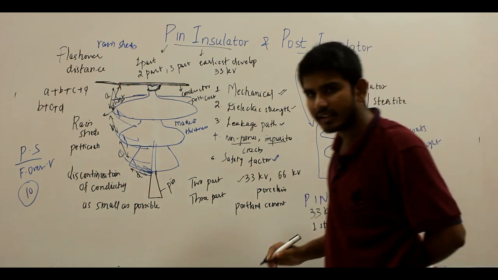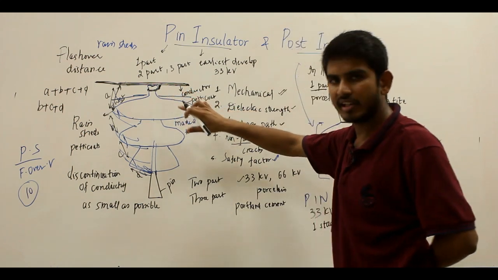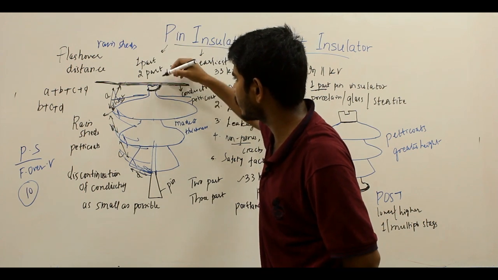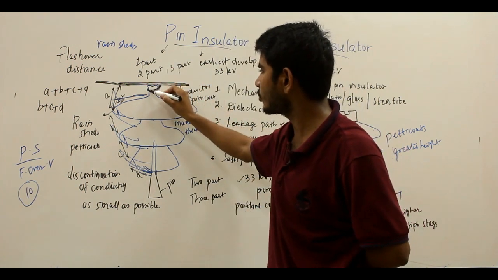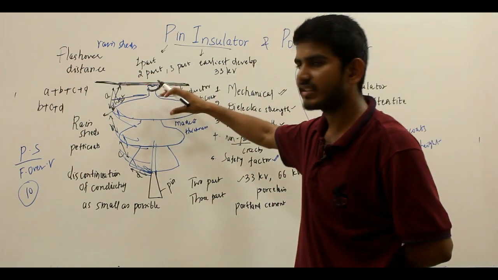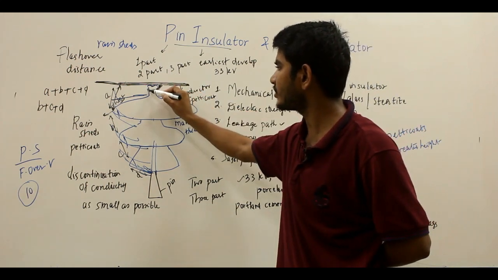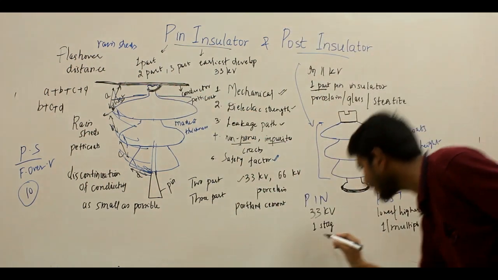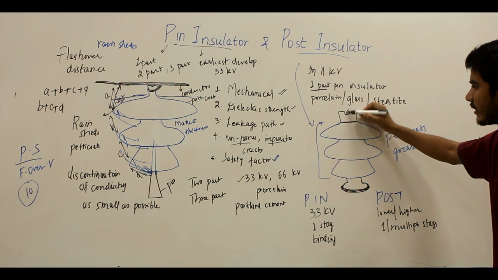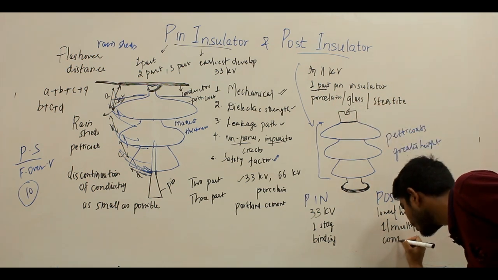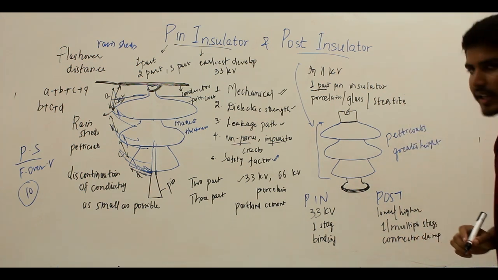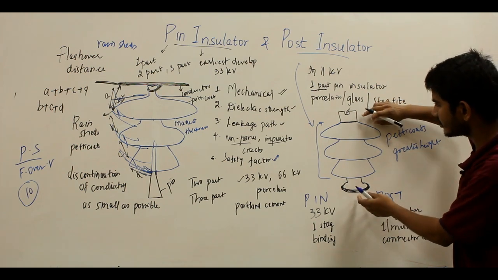And here the conductor is fixed at the top of the insulator by binding, with annealed wire of the same material as the conductor. If the conductor is of copper, this should be of copper. Whereas in the post insulator, the conductor is fixed at the top by a connector clamp, through which we are housing the conductor.